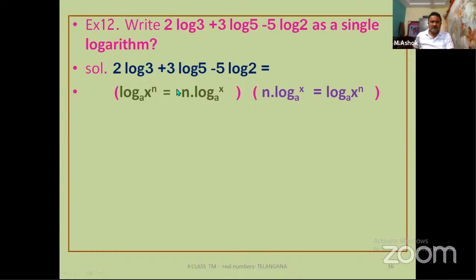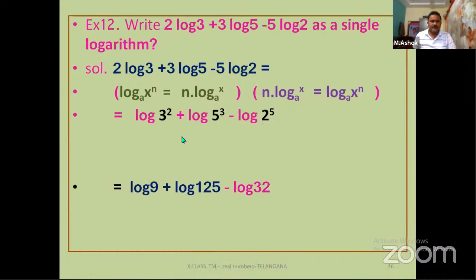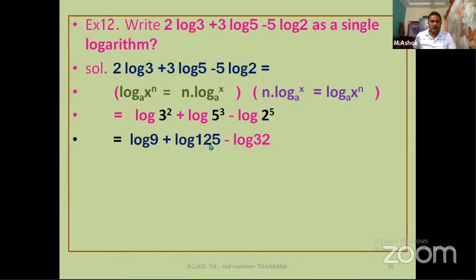Basing on this, I am writing 2 log 3 as, if the 2 moves to here, log 3 square, and 3 log 5 becomes log 5 cube. If 5 moves to here, log 2 to the power of 5. In case of expanding, we apply the other form. In case of writing a single logarithm, we use the formula like this. Now what is the value of 3 square? What is the value of 5 cube? What is the value of 2 to the power of 5? 3 square is 9, 5 cube is 125, 2 to the power of 5 is 32.